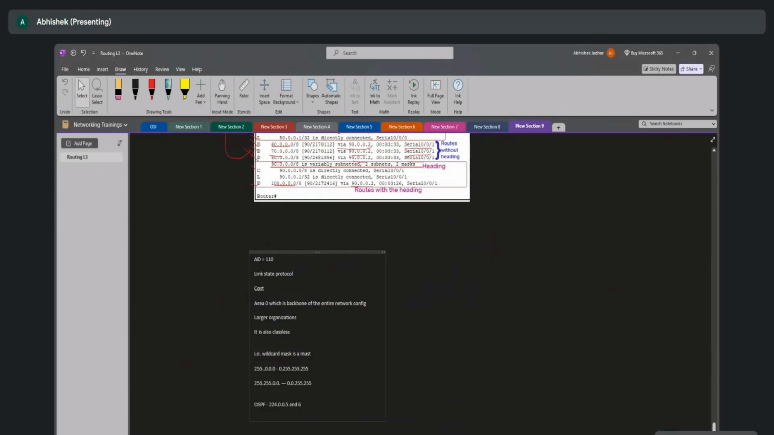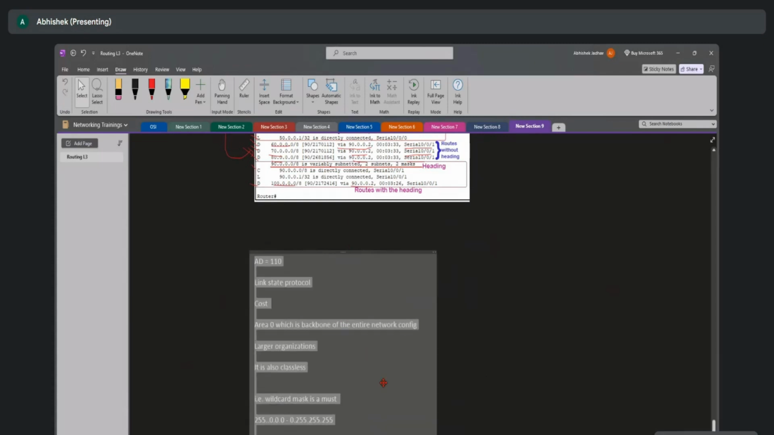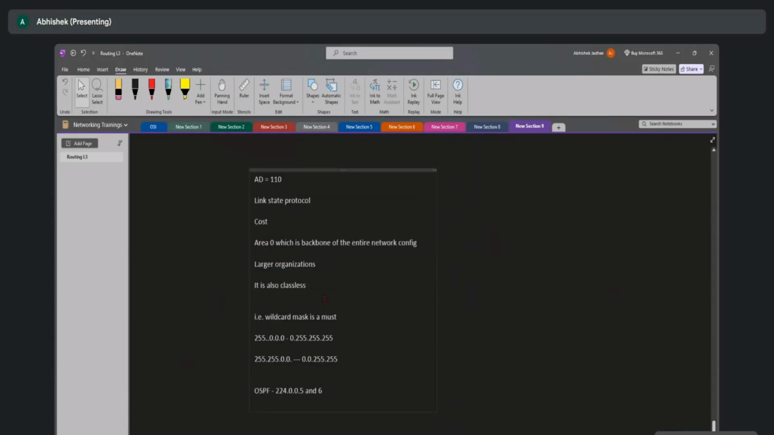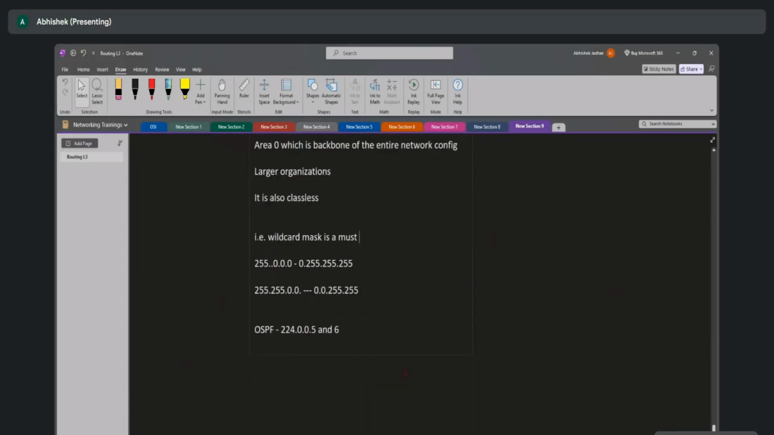Can you please increase the font size if you don't mind? Okay. Or do you want a little bit more? No, it's fine. Okay.